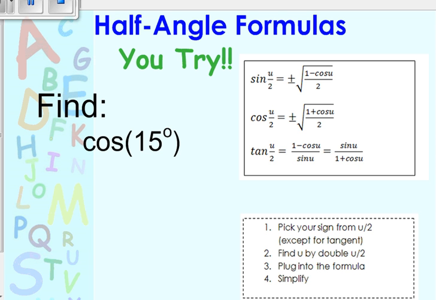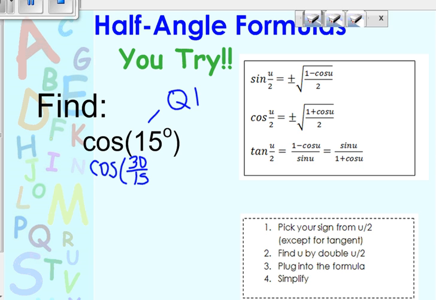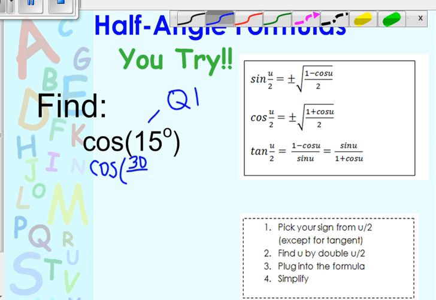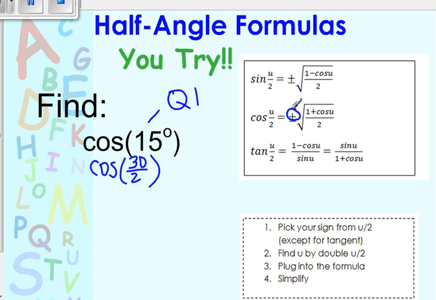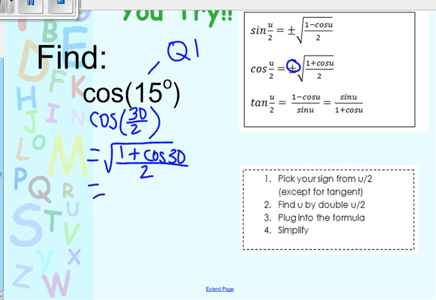All right, cosine of 15. Okay, 15 is in quadrant number 1, so everything is positive. Doubling that angle, we get 30. So cosine of 30 over 15, or sorry, 30 over 2. This is positive because it's in the first quadrant. And so it's going to equal the square root of 1 plus the cosine of 30 over 2. Okay, the cosine of 30 is going to be the square root of 3 over 2.